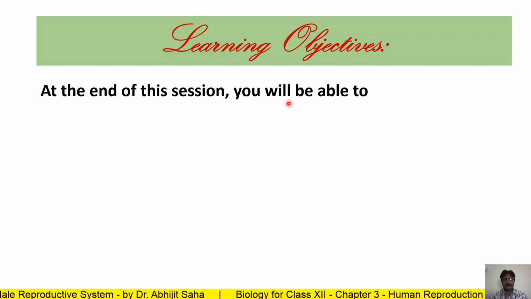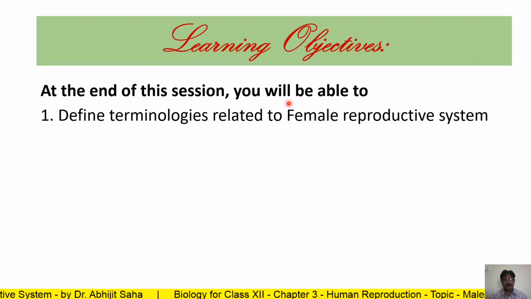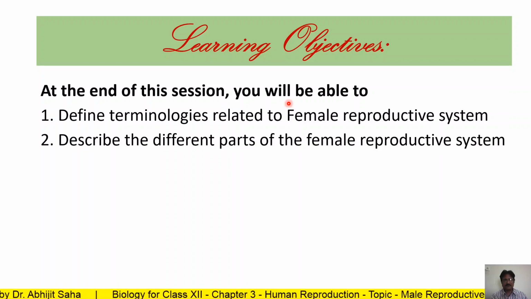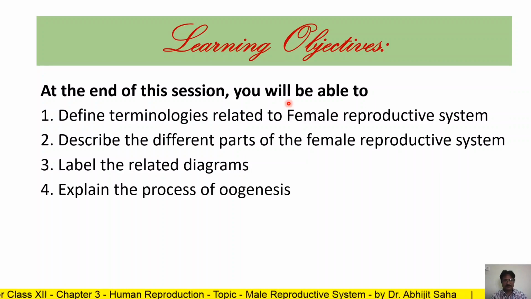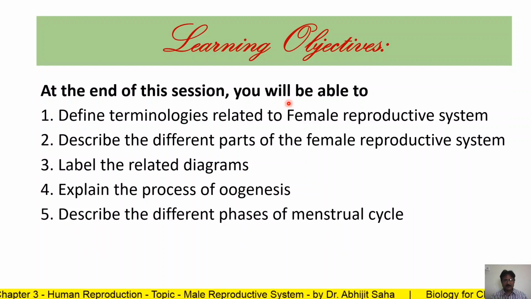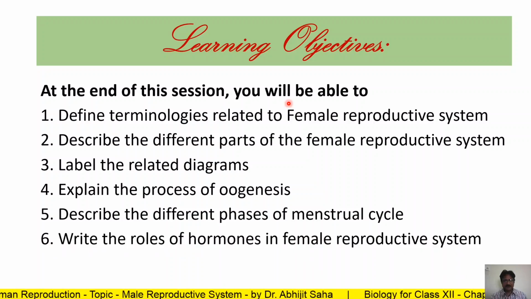What are the learning objectives? At the end of this session, you will be able to define terminologies related to the female reproductive system. You will be able to describe the different parts of the female reproductive system. You will be able to label the diagrams, explain the process of oogenesis, describe the different phases of the menstrual cycle, and write the roles of hormones in the female reproductive system.